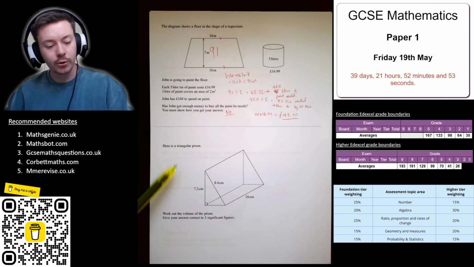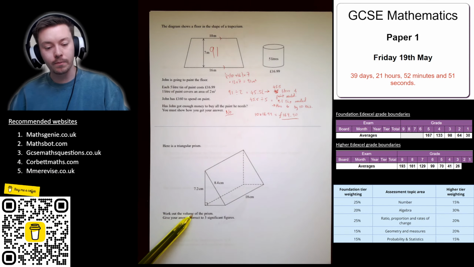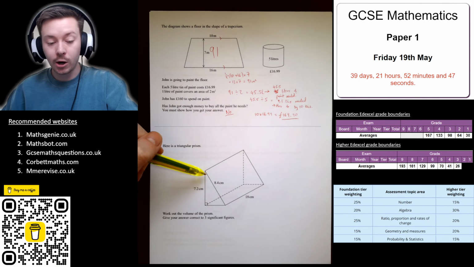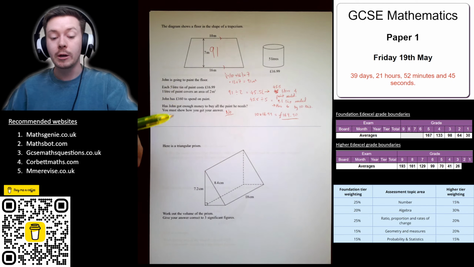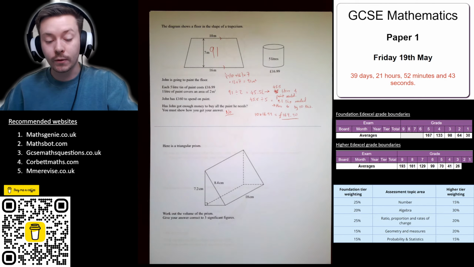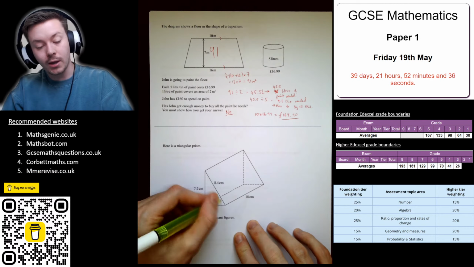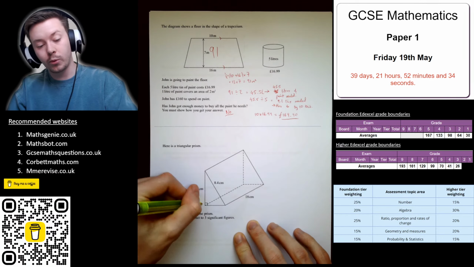Next question, triangular prism. Work out the volume of the prism. Now, without realising it, I was just thinking this was a straightforward volume question. This actually requires two things that we've got to do, two formulas. Now, if you notice, this 8.4, that's the diagonal here, that's the hypotenuse. Okay, and 7.2 is the height.